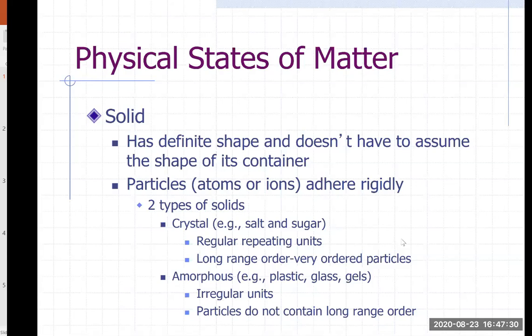On the other hand, we can have amorphous solids. Examples of amorphous solids are plastics, glass, and gels, and the units are irregular. In other words, they don't line up like soldiers, they don't have long range order, and they don't have a regular repeating unit like a crystalline solid would. Examples of crystalline solids: salts and sugars.